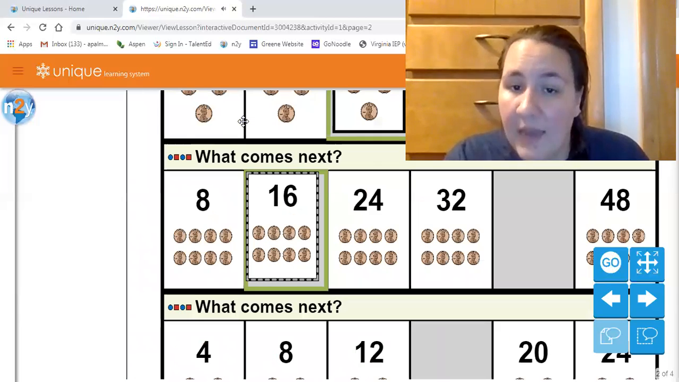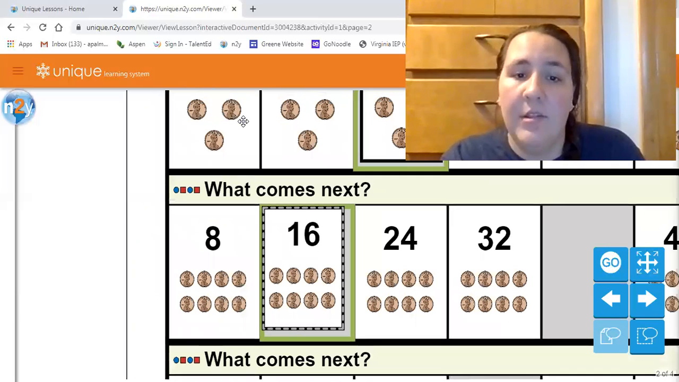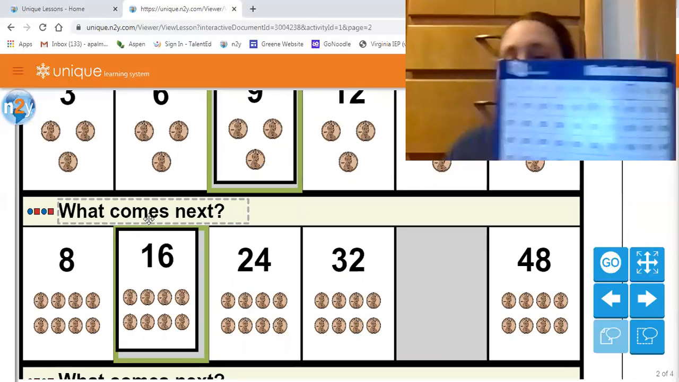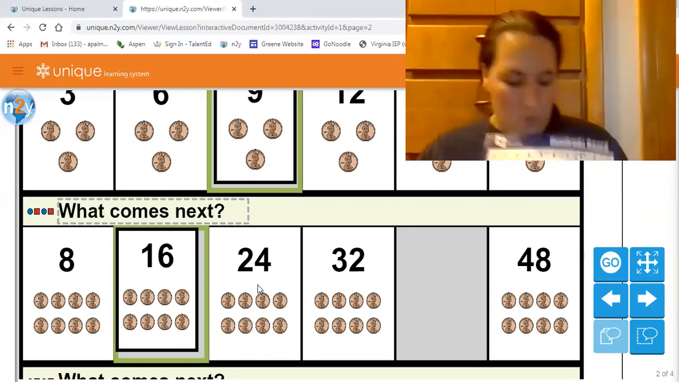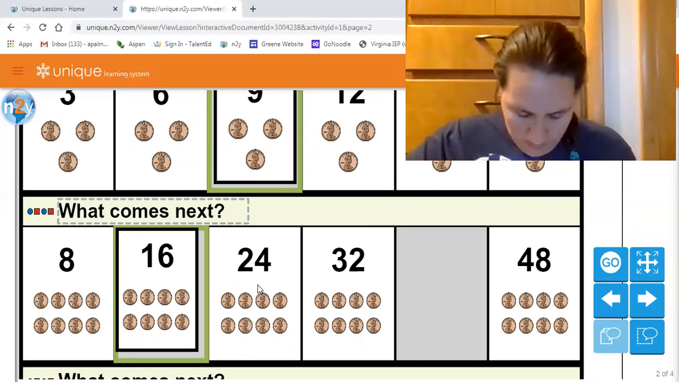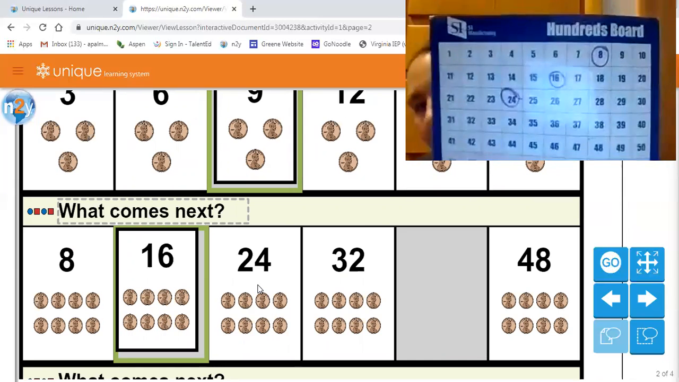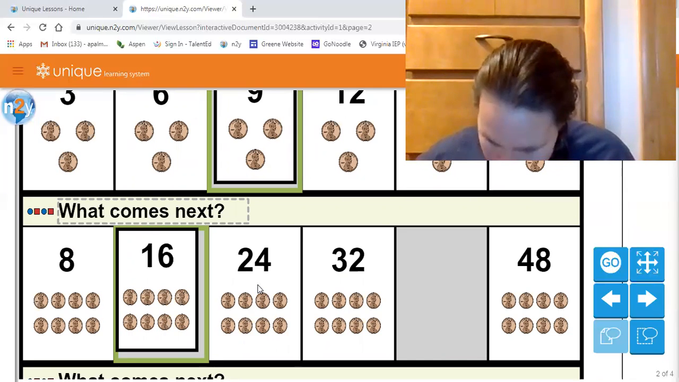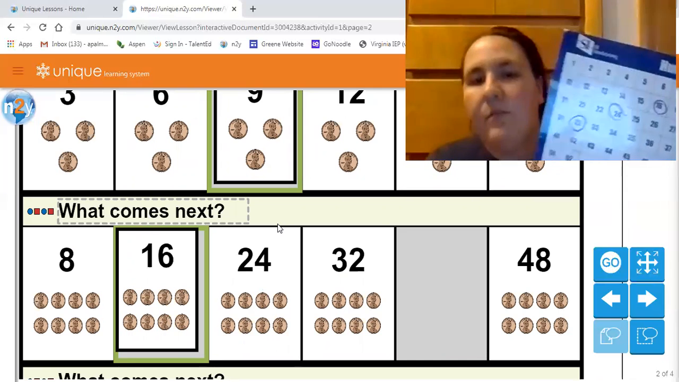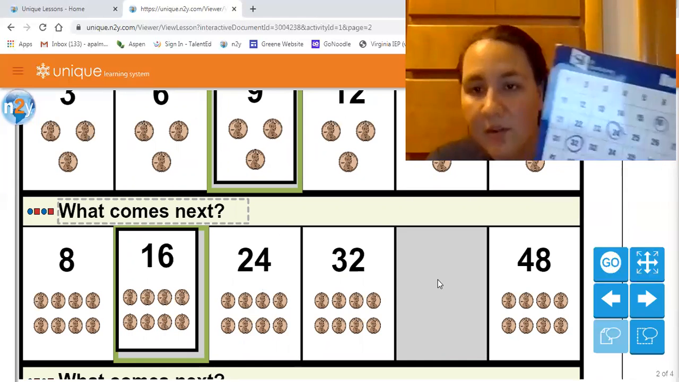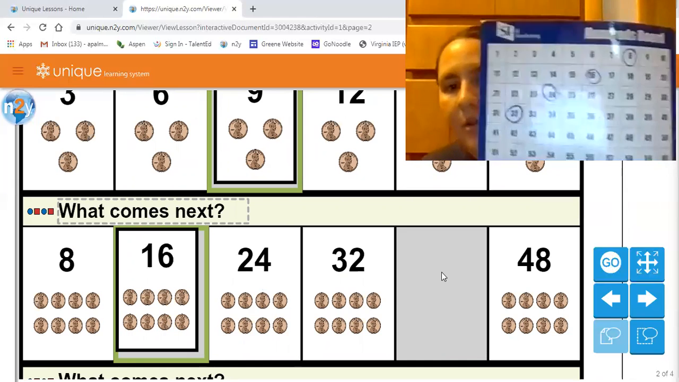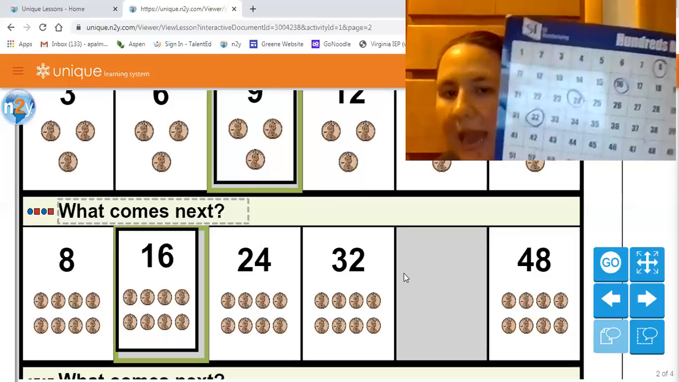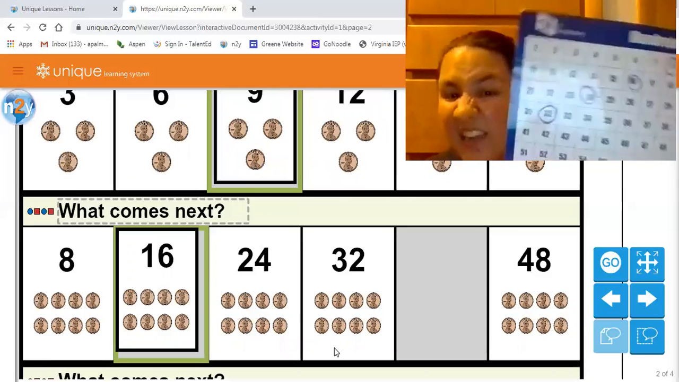Now this problem had 2 numbers missing, so I found the 16. And then if I keep counting by 8s, I will get to the 24. Okay, and then I get to 32. But now I have another number missing, right? If you look at my arrow, I have this gray box here, so I'm missing another number. My numbers are getting bigger, so I know I'm adding, and how many do I need to add? Yeah, I need to add 8 pennies, right?